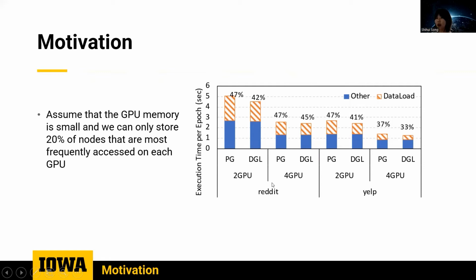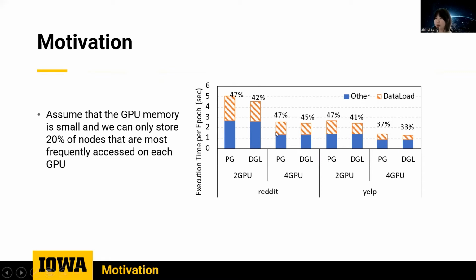We can see that on Yelp, with 2 GPUs, the data loading time of both PaGraph and DGL takes more than 40% of the total execution time, and DGL is slightly better than PaGraph.